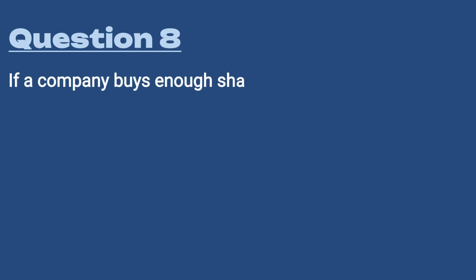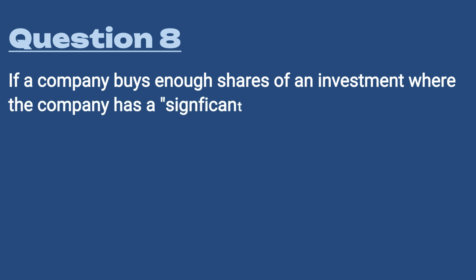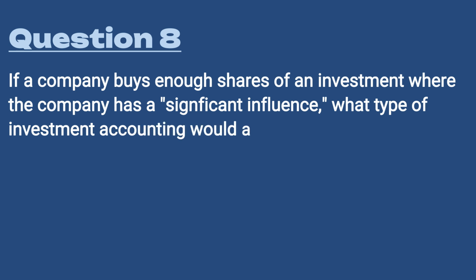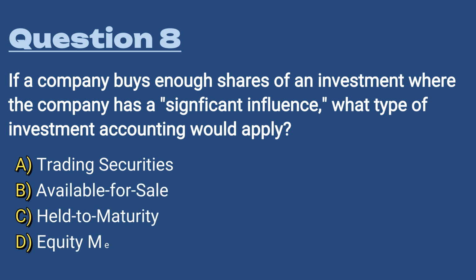If a company buys enough shares of an investment where the company has significant influence, what type of investment accounting would you apply? A, trading security accounting. B, available for sale. C, held to maturity. Or D, equity method accounting.